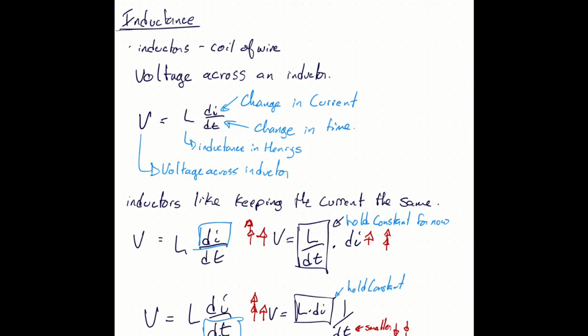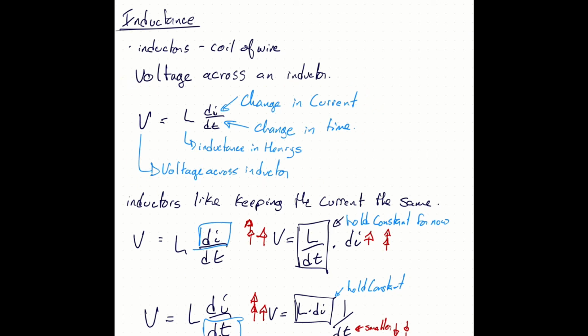Inductors really like keeping the current through them the same. They don't like seeing the current through the inductor change. And they're going to generate a voltage across them to try and encourage that current to not change. So if we take a look at the formula for voltage across an inductor, you can see it's here.